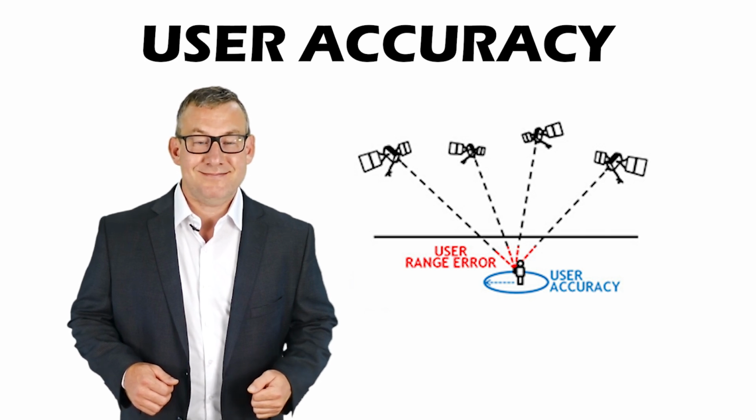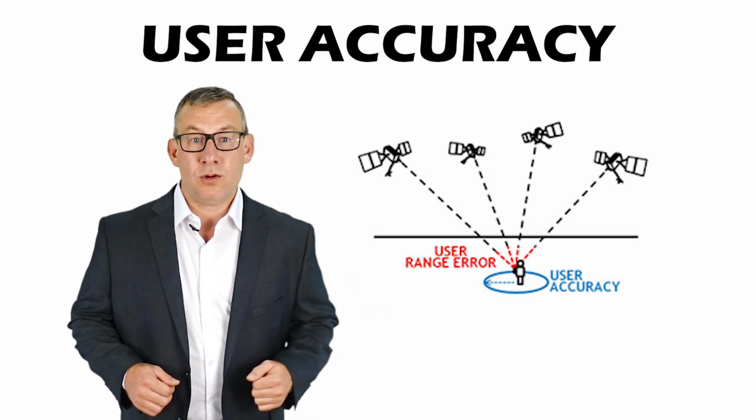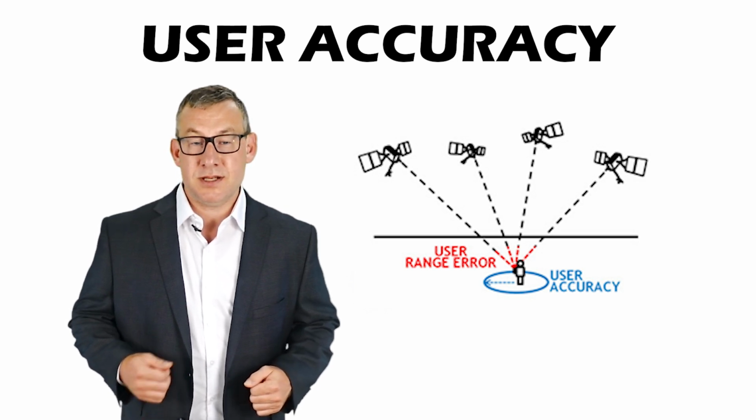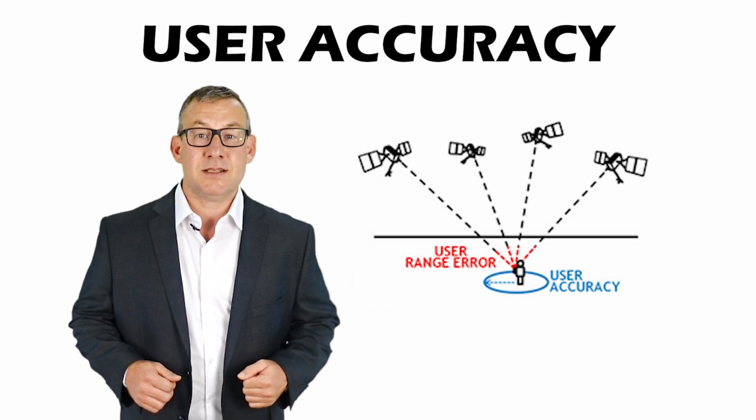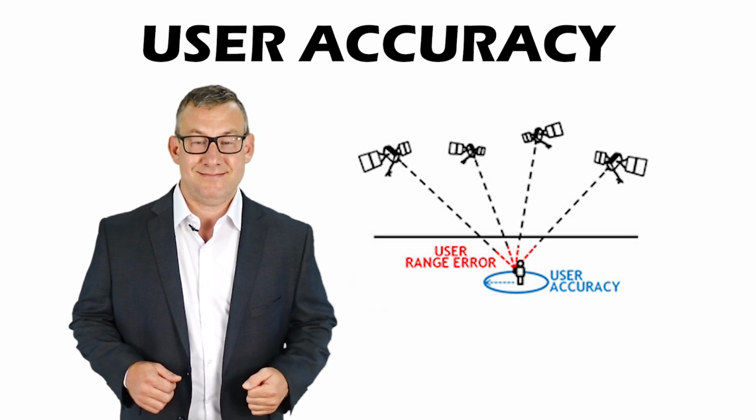User accuracy. User accuracy is how close the device's calculated position is from the truth. It is expressed as a radius.